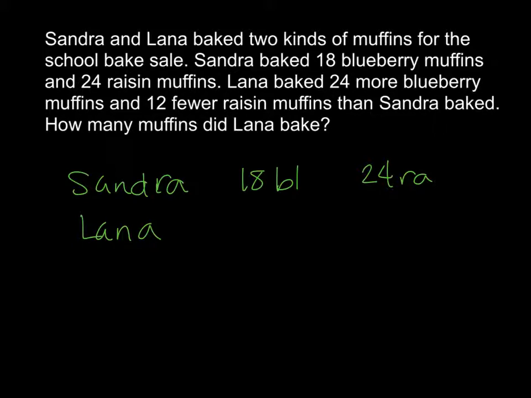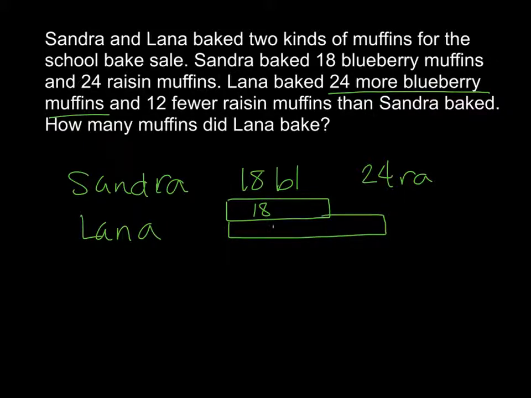So now let's see here. I'm going to redo this. I'm going to say Sandra made 18, right, blueberry muffins. Now it says Lana baked 24 more blueberry muffins. So Lana's bar is going to be longer than Sandra's bar, right? This is Lana's bar. She made more than Sandra did, so her bar is going to be longer, which means this needs to be filled in, and she said she made 24 more. So this is going to be 24, because you have Sandra's and then the 24 more should be Lana's.